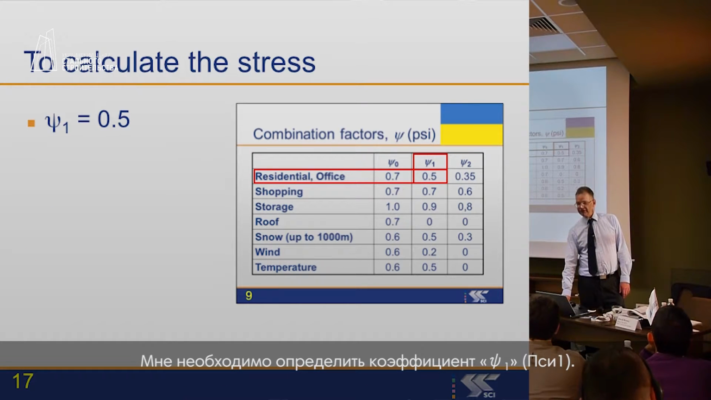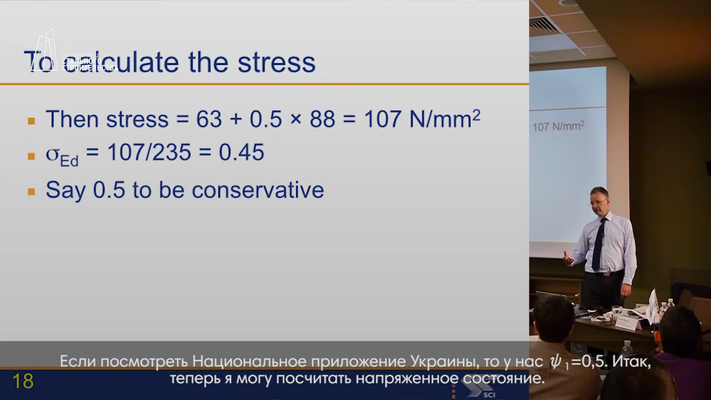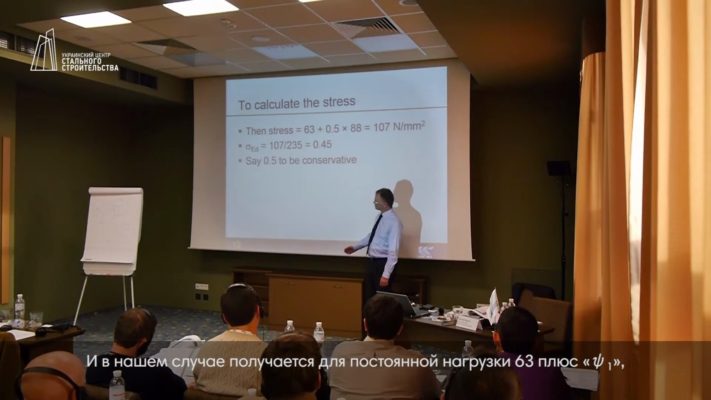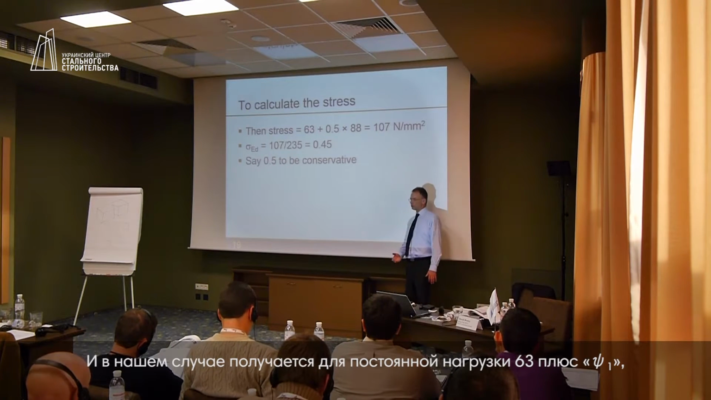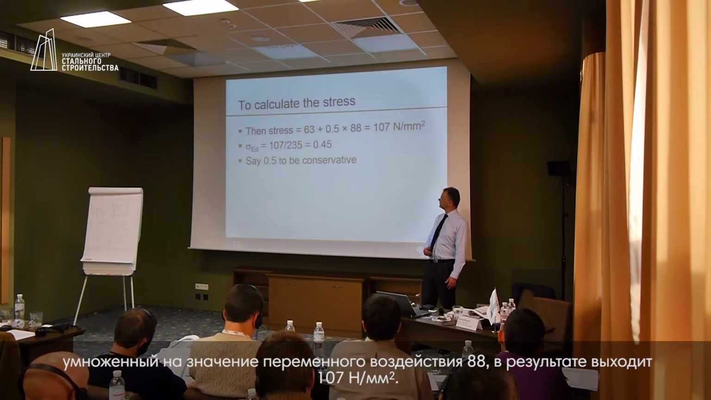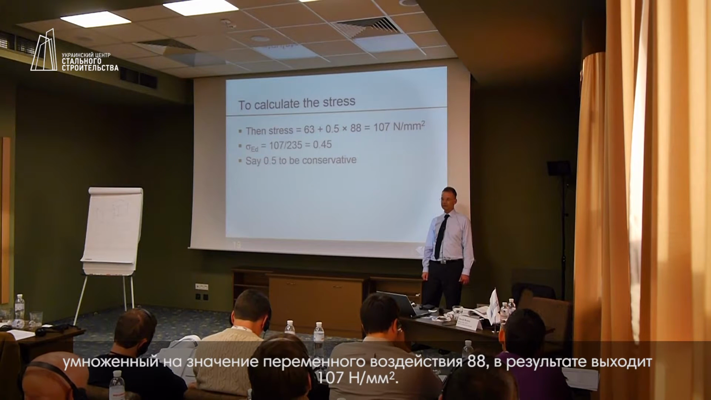I need a psi value, so I've gone back to the Ukraine National Annex, and for the sort of load that I have in my mind, psi1 is 0.5. So okay, I can now work out the state of stress, and it's the stress due to the permanent actions, in this case 63, plus psi1 multiplied by the stress due to the variable action, in this case 88. So it gives me 107.